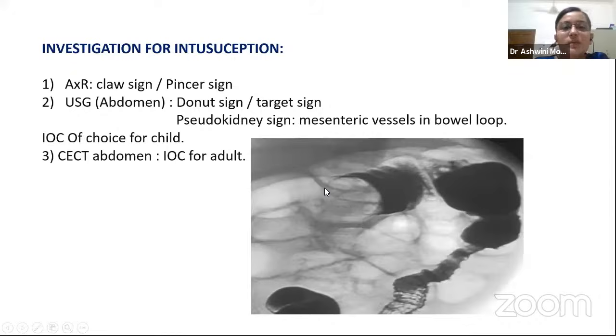On the USG, there will be the donut sign, a target sign. If you know the donut or target, there will be bowel within bowel, so one round outside and another round inside. That will show as a donut. So that is the donut sign or target sign. Pseudo kidney sign will be there due to mesenteric vessels going into the bowel loop. Investigation of choice for the child is USG, as I said before, and for an adult, if you are suspecting intussusception, the investigation of choice will be CECT abdomen.